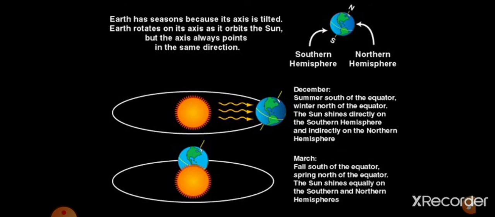The next is the position of the earth much closer to the sun. So in March, fall south of the equator. Fall means autumn to the south of the equator, and spring in the northern hemisphere. The sun shines equally on the southern and northern hemispheres. That means the sun shines vertically above the equatorial region. So they experience equal nights and equal days.